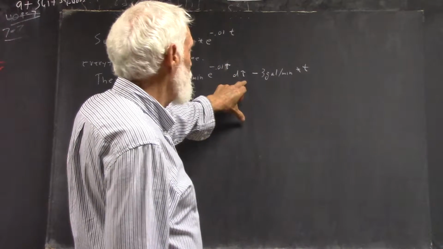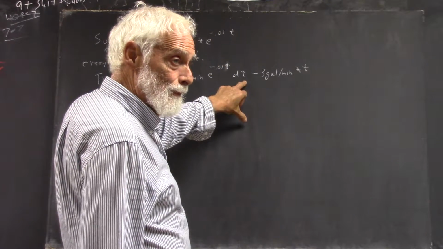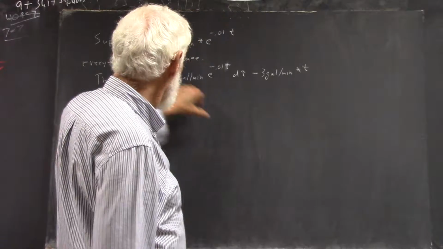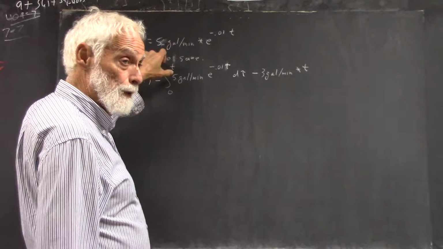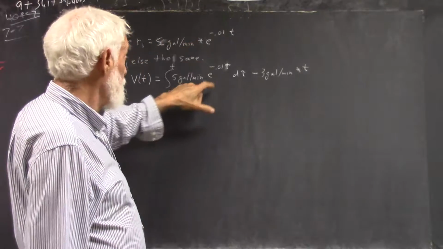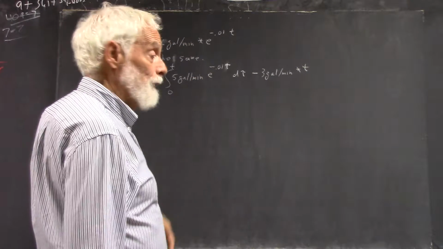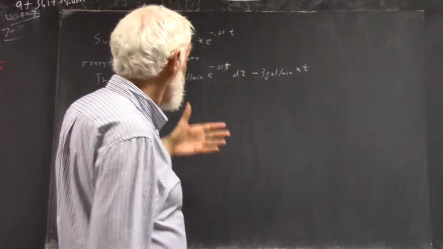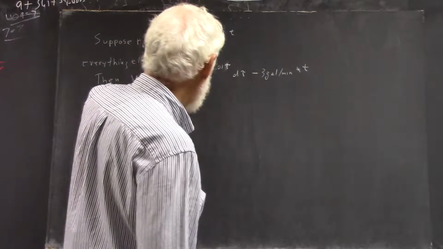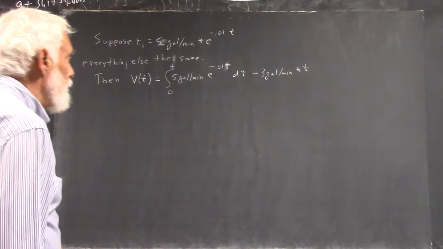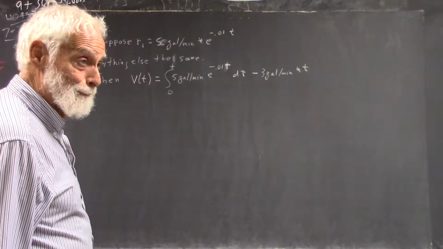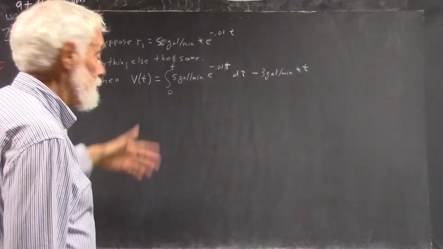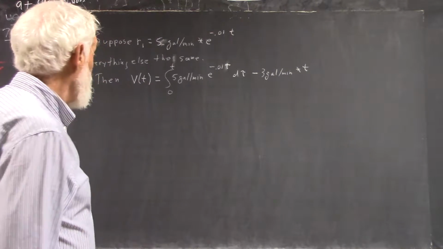And I use tau instead of t as a dummy variable because t is the limit on the integral. We don't want to have the same variable here as we do here, so we just pick some other symbol to integrate with, okay? So replace t by that symbol and it works. Okay, well, that's an easy integral, right?